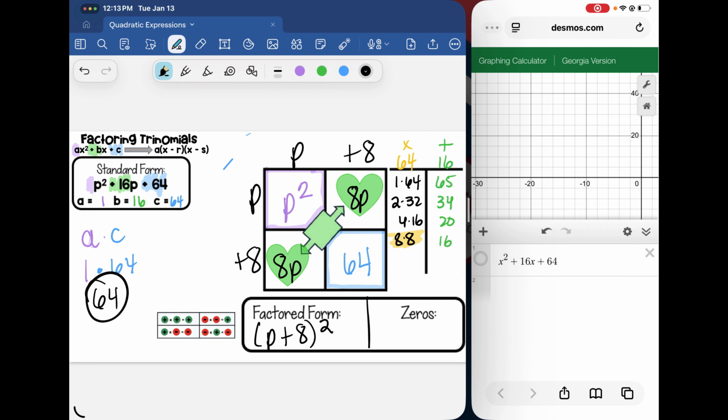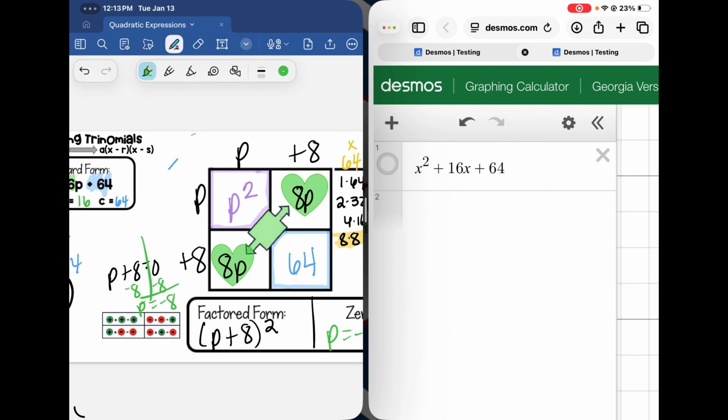So what would my zeros be if it says p plus 8 squared? Meaning I have p plus 8 is equal to 0, and then I have p plus 8 is equal to 0. Should I have to solve this twice, or can I solve it just once because it's the same exact thing? Hopefully you said I can just solve it once. So p plus 8 is equal to 0. How do we solve for p? Subtract 8 from both sides, and p is equal to -8. So my zero would be -8. That means when I put this in my graph, how many times should it touch the x-axis? 1. Let's see.